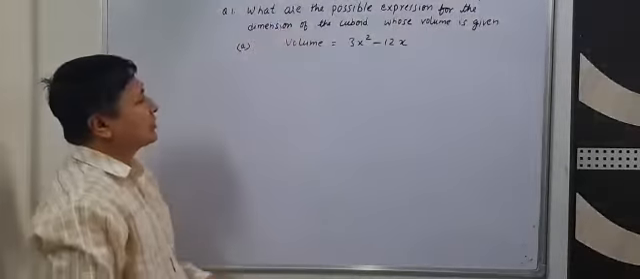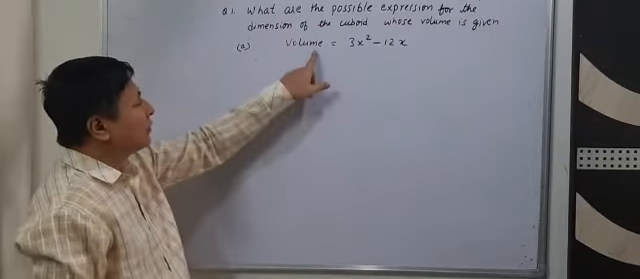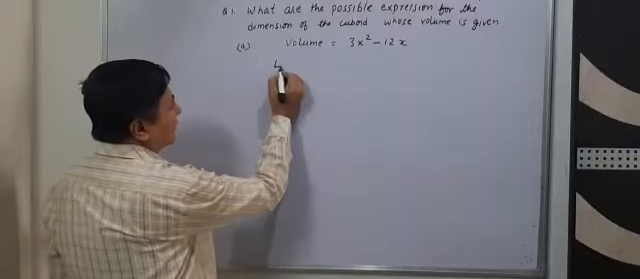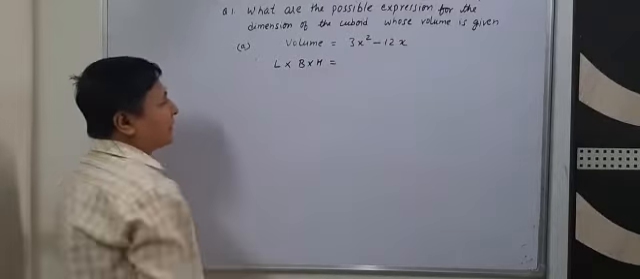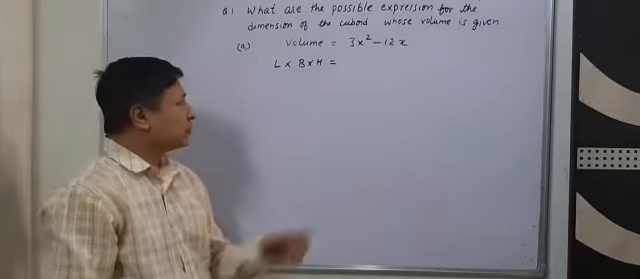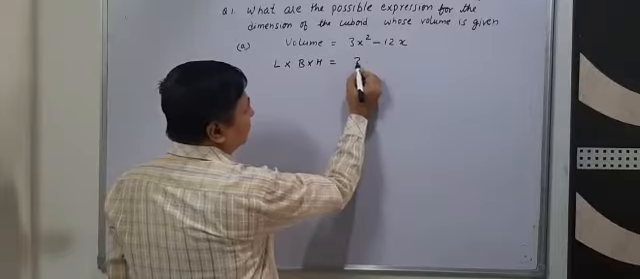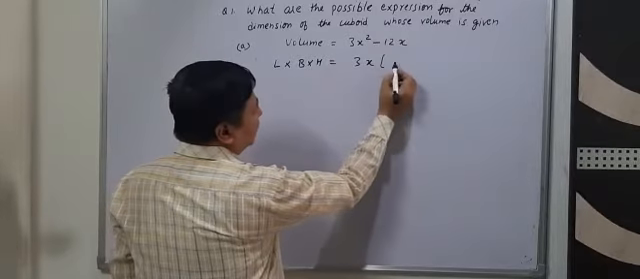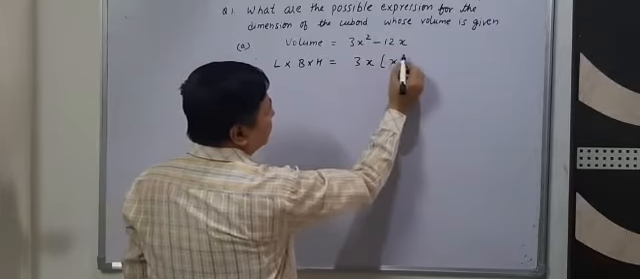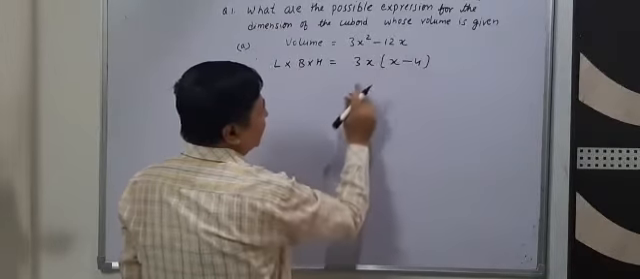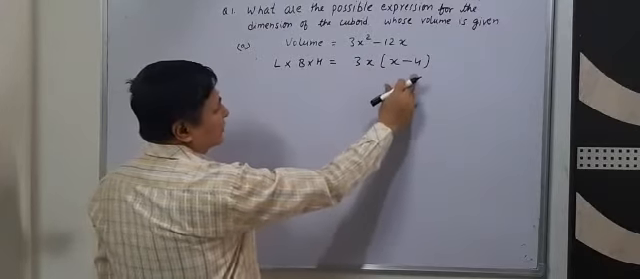What are the possible expressions for the dimensions of the cuboid whose volume is given? The volume of a cuboid, as we know, is given by the formula L into B into H, and we will factorize this 3x square minus 12x to get the length, breadth and height. So in this we can take 3x common. Now what is left? 3x into x will make it 3x square, and 3x into minus 4 will make it minus 12x. So we have factorized this, that is 3x into (x minus 4).